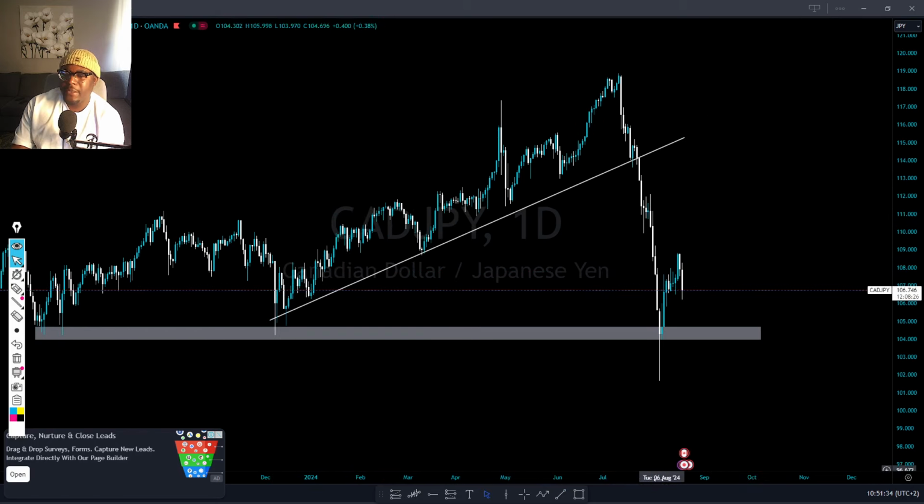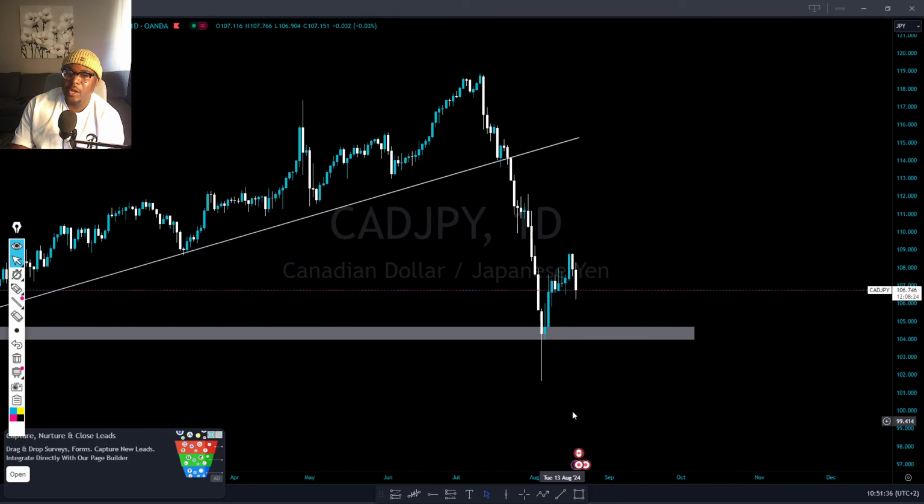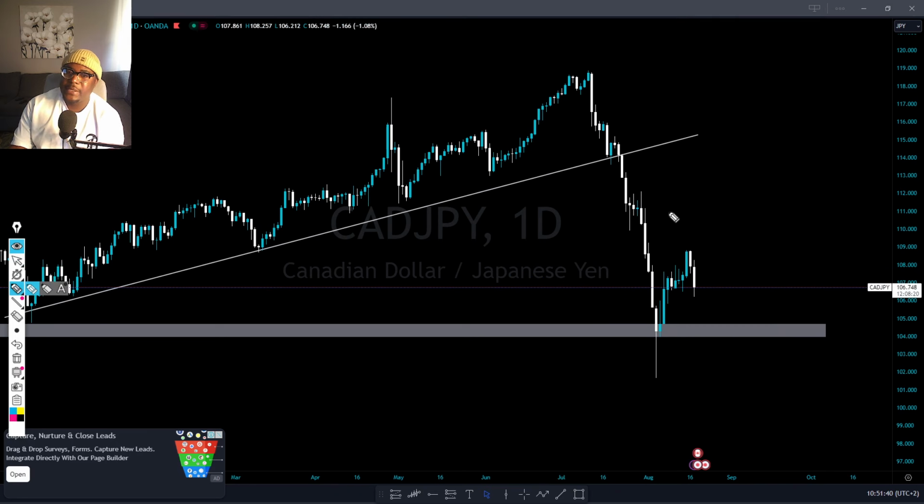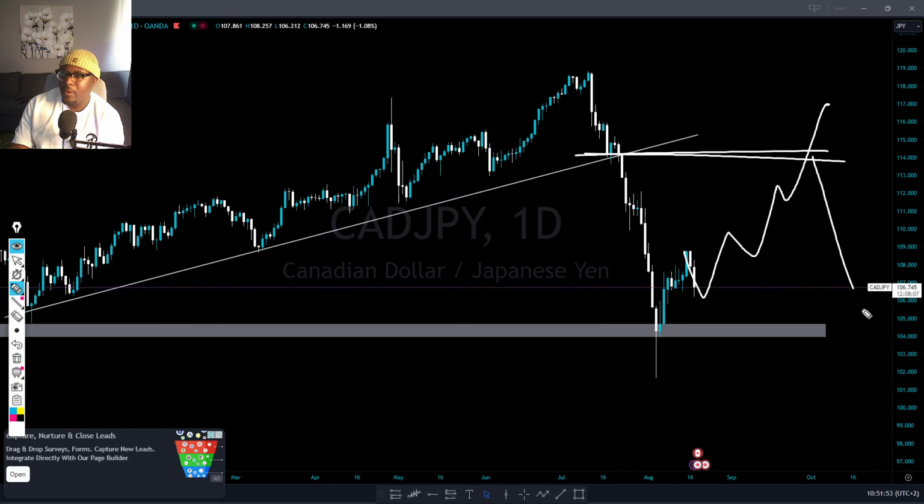So now we see that, okay, the market was aggressively bullish. After that aggressive bullish momentum, we started to see also this bullish reversal. The market started to sell aggressively. So obviously, I'm expecting to see the market doing what? The market recovering, maybe to reach this level where it broke out before.